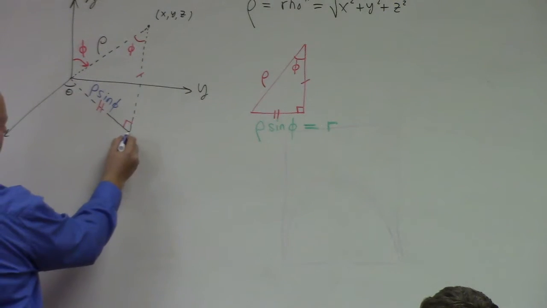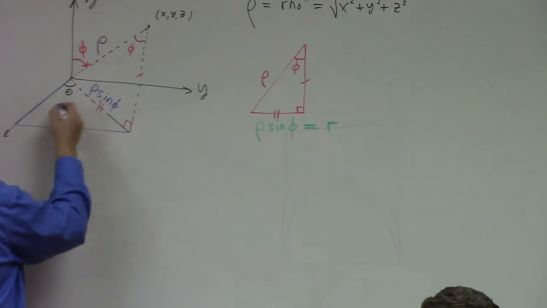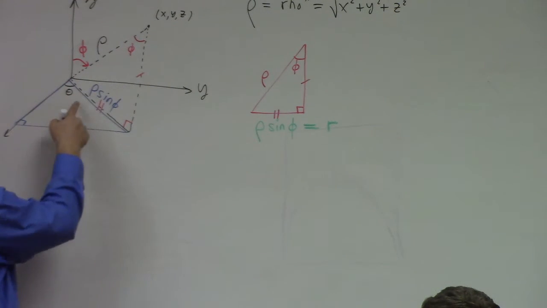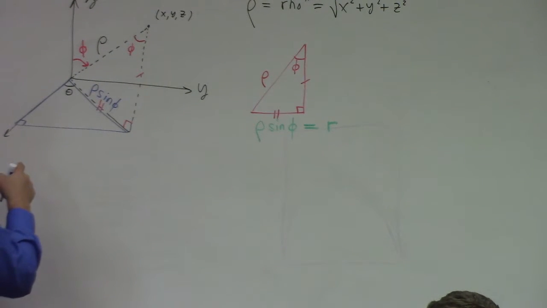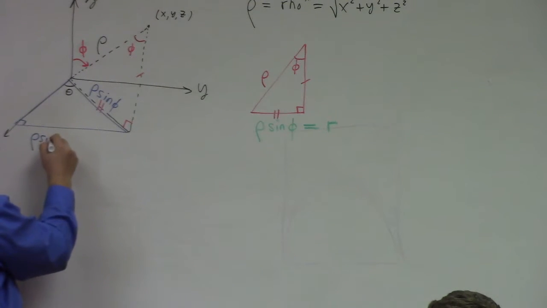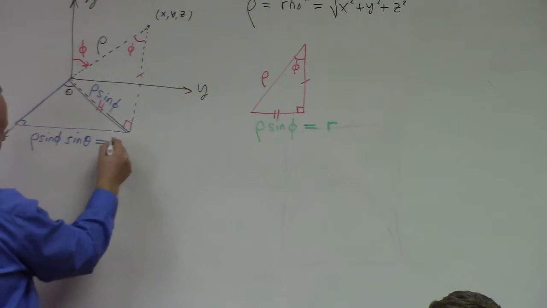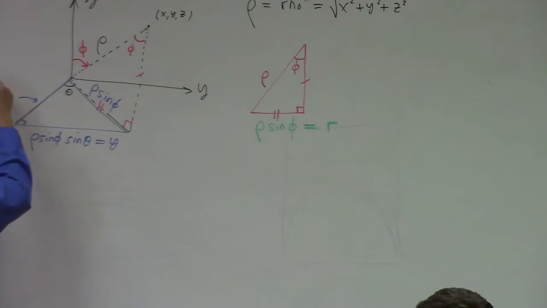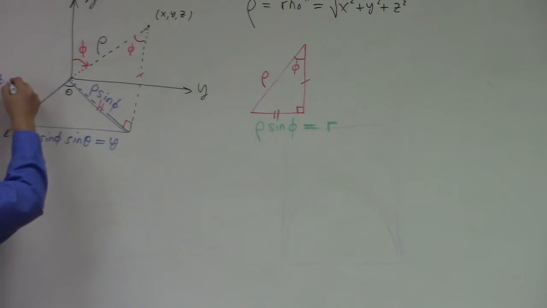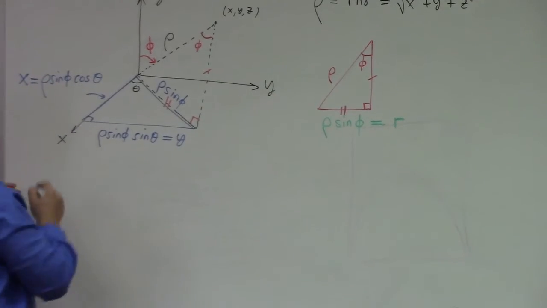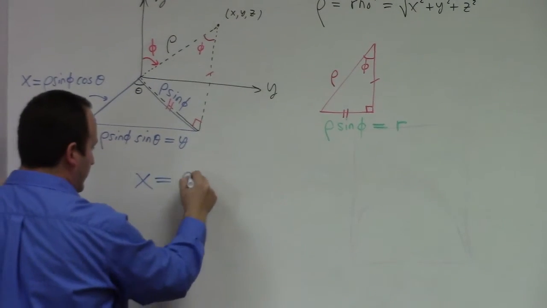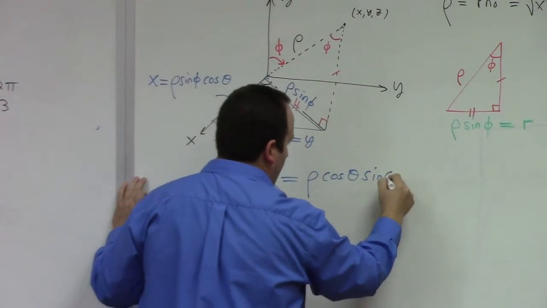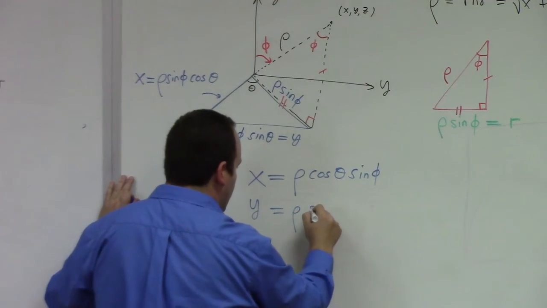So now you can look at this blue right triangle down here where the hypotenuse is rho sine phi, and that angle's theta, right? So what does that give you? That gives you rho sine phi sine theta is y, and over here you get rho sine phi cosine theta is your x. And there you have it. Those are the spherical coordinate transformations. X is equal to rho cosine theta sine phi. Y is equal to rho sine theta sine phi.